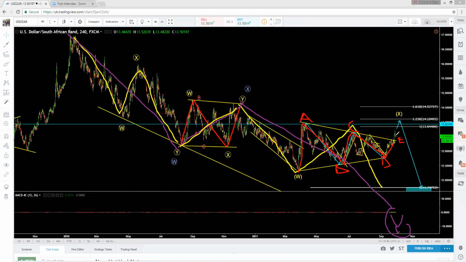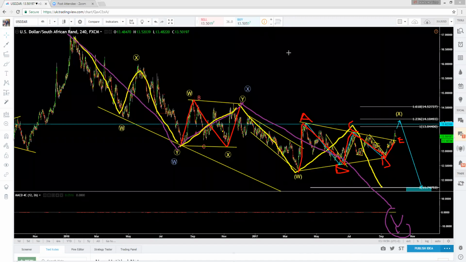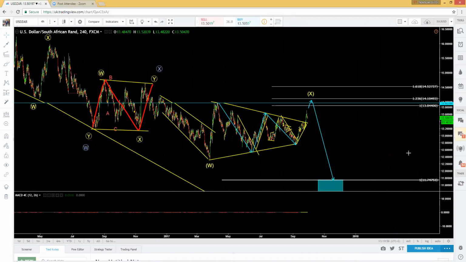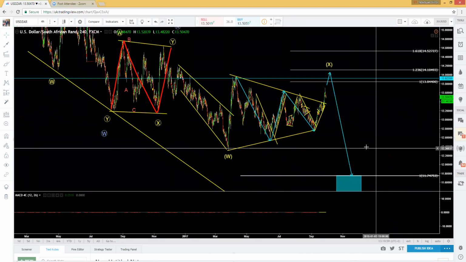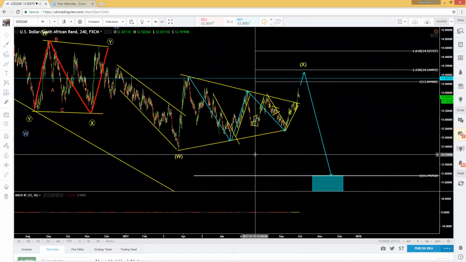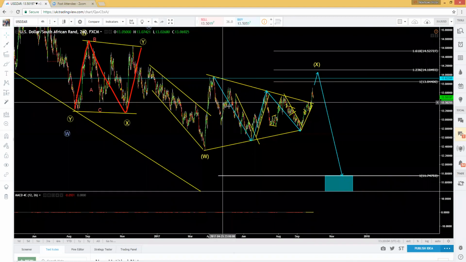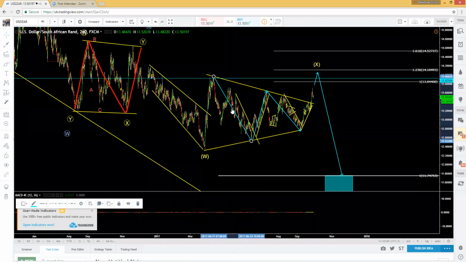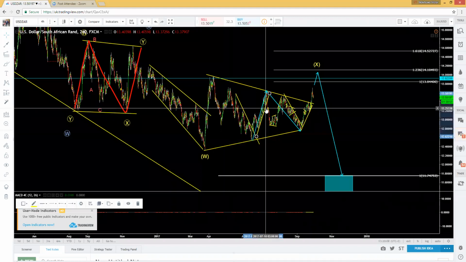So I want to come to this area to see what needs to happen with the ZAR, because my overall target on the ZAR, US dollar ZAR, is 11 rands. Okay, so we are here. We thought this was going to be a triangle, but it looks like the structure has changed like this.